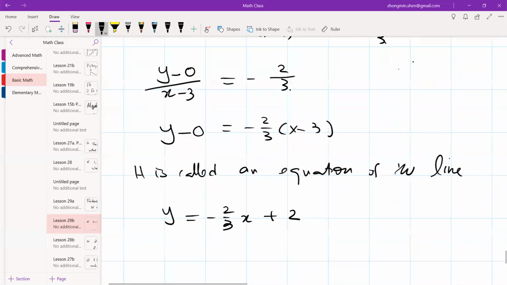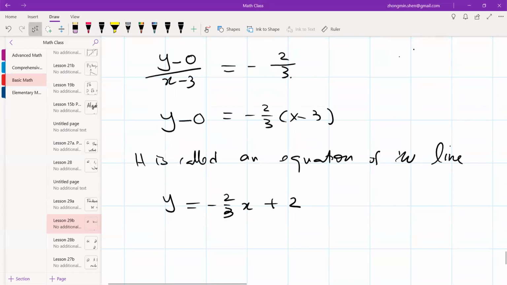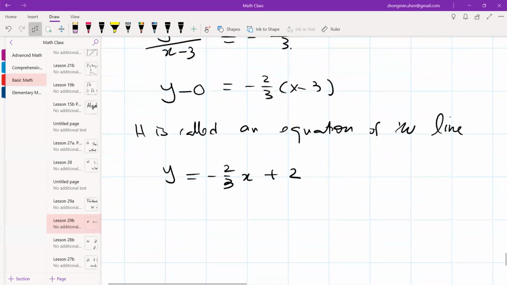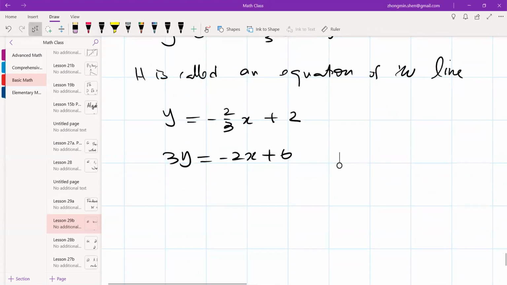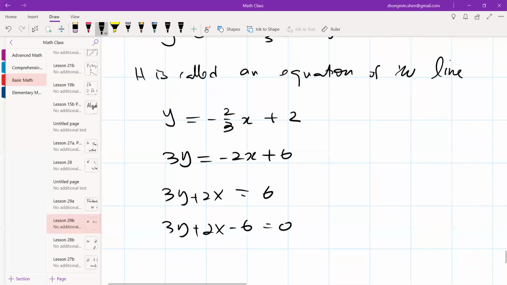This is why I call it an equation, because an equation can be in many different forms. In this form, for example, that's also called an equation. And then I multiply both sides by 3. I get 3y equals -2x plus 6. This is another version of the equation. I can also move 2x to the left: 3y plus 2x equals 6. It's also an equation, and sometimes people write in this form. So there are many versions of the equation.